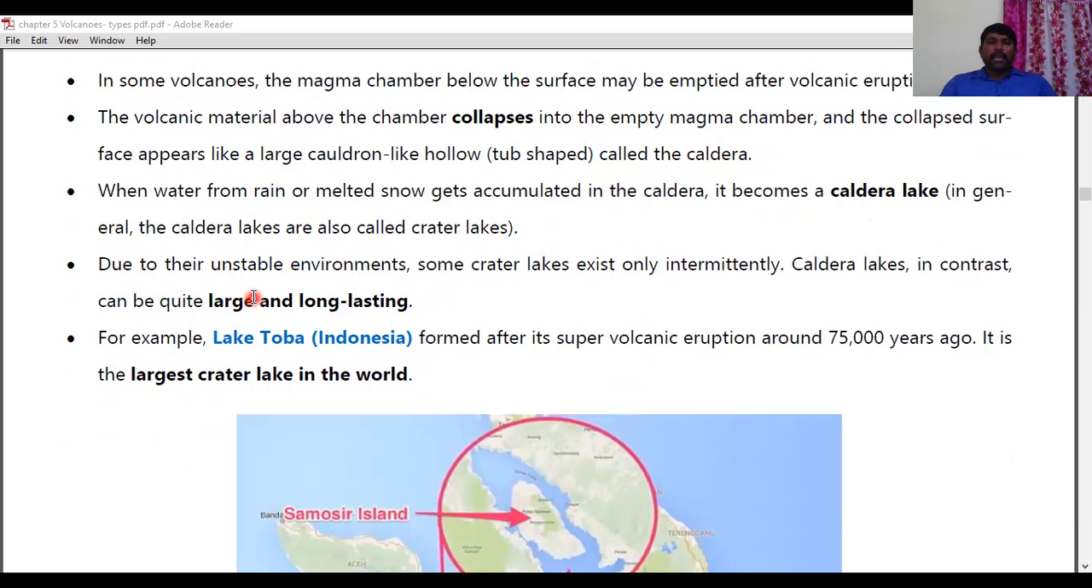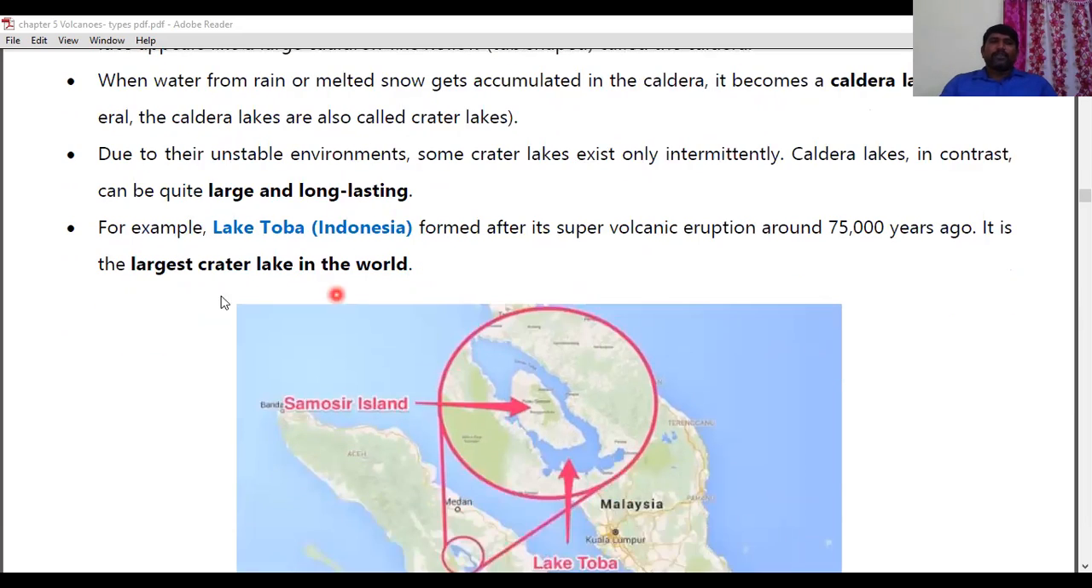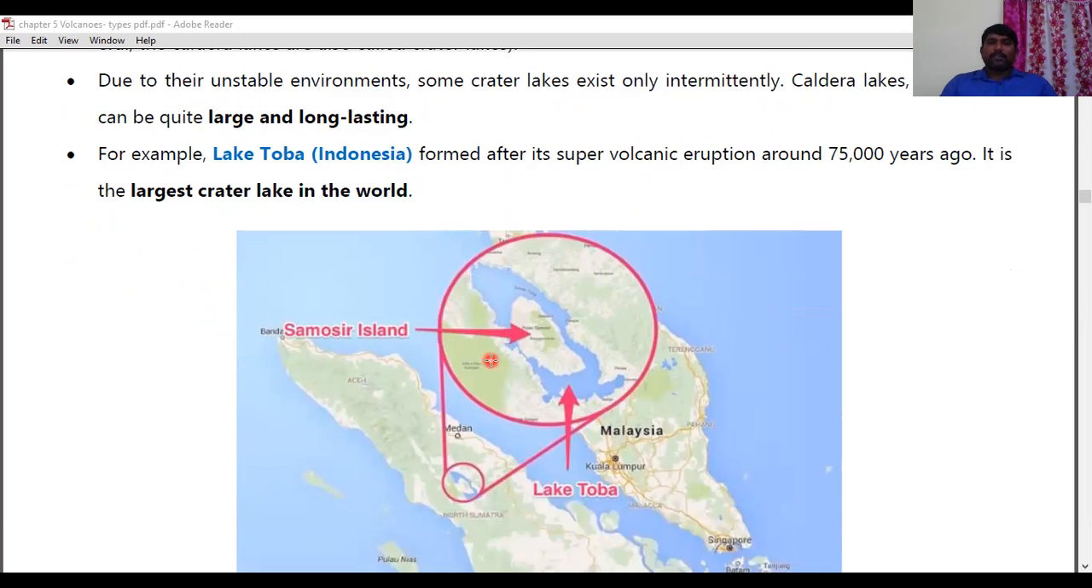Due to their unstable air movements, some crater lakes exist only intermittently, but they are not permanent. Caldera lakes, in contrast, can be quite large and long lasting also. For example, Lake Toba in Indonesia formed after its super volcanic eruption around 75,000 years ago. It is the largest crater lake or the caldera lake in the world that appears on the screen.